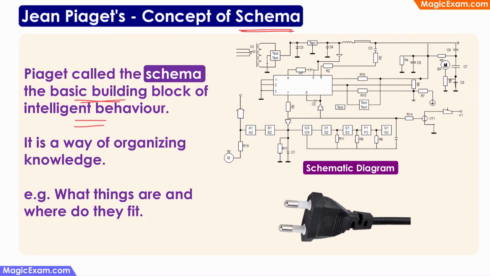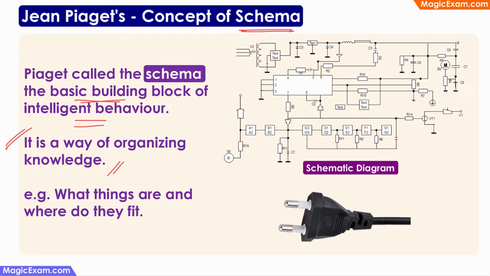Now what is a schema? Schema is nothing but a way of organizing knowledge. Think of it as a filing system, because whenever you have any existing knowledge, you have stored it in the form of a schema in your brain. And whenever you get any new information, you are either going to add it to an existing schema or you are going to create a new schema for that.